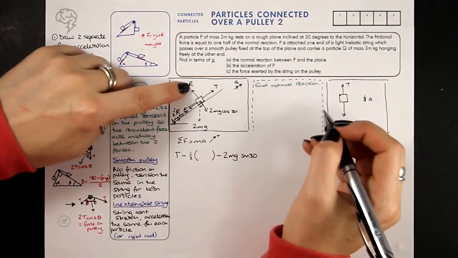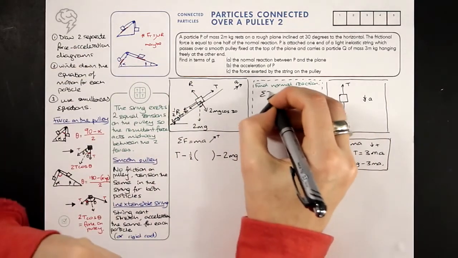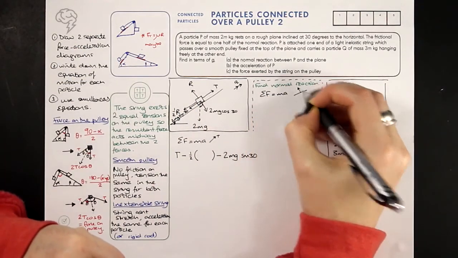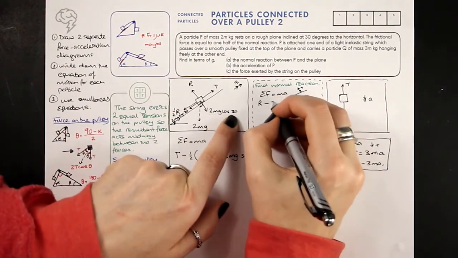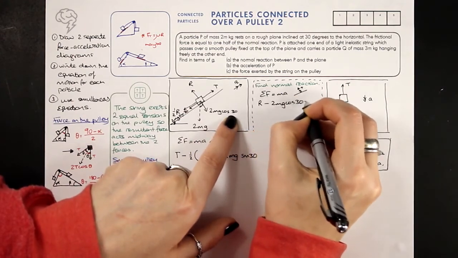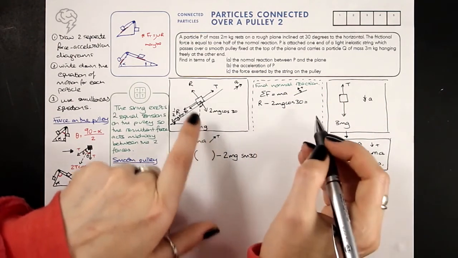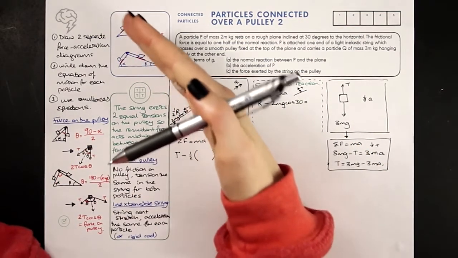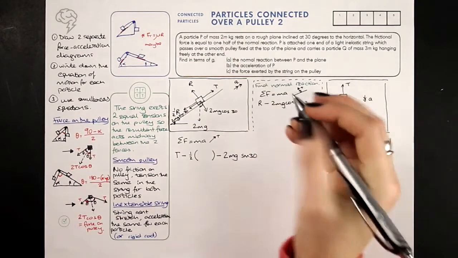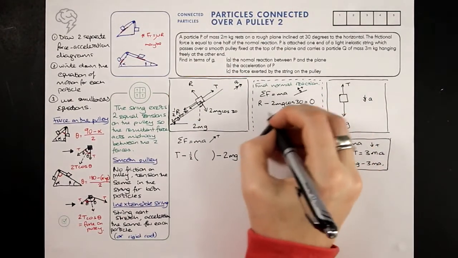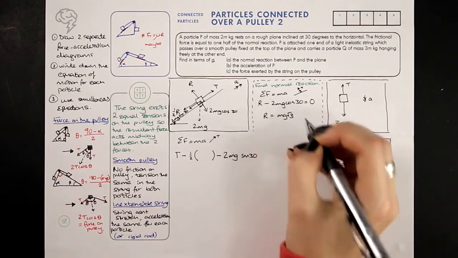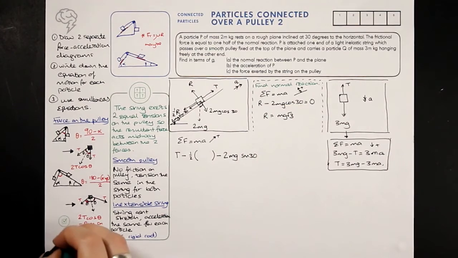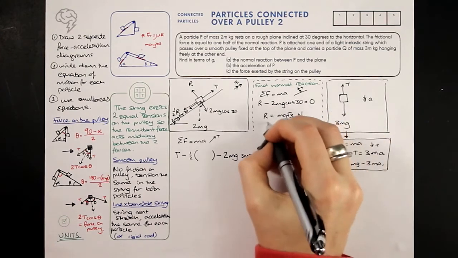So to find the normal reaction, I am going to do Newton's second law in this direction. The sum of the forces is the mass times the acceleration. I'm going to be going away from the plane as positive. So that's R minus 2mg cos 30 equals the mass 2m times the acceleration. In this direction, there is no acceleration. None at all. So this will be naught. So R will be 2mg cos 30, which is mg root 3. Don't forget units. You don't want to be throwing a mark away here for not getting your units right.